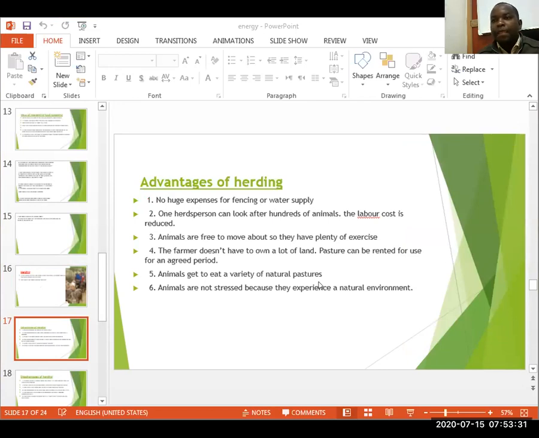Number four, the farmer does not have to own a lot of land. Pasture can be rented for use for an agreed period. Animals get to eat a variety of natural pastures. Then finally, animals are not stressed because they experience a natural environment.